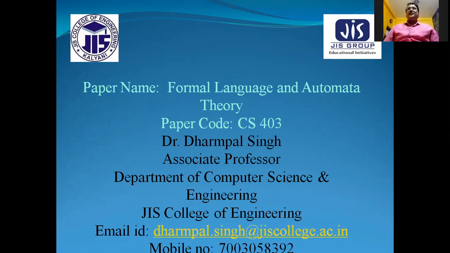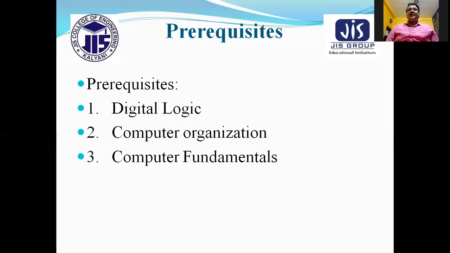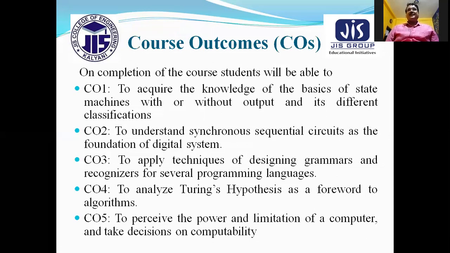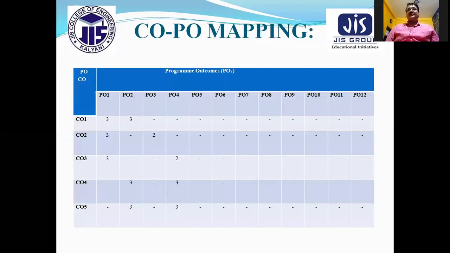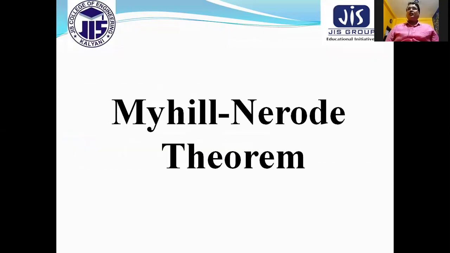Your paper is Formal Language and Automata Theory, and the paper code is CS403. Already we know the prerequisites of the topic: digital logic, computer organization, and computer fundamentals. These are the course outcomes, which we are already familiar with from the previous lectures. This is the CO-PO mapping of your course outcomes with the program. Now these are the course contents. Right now we are in Module 1.